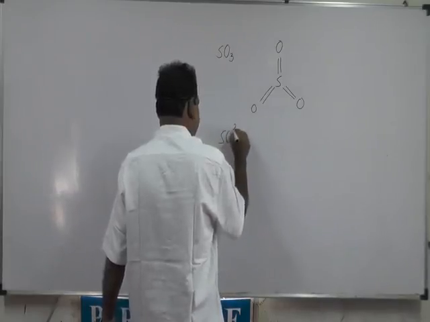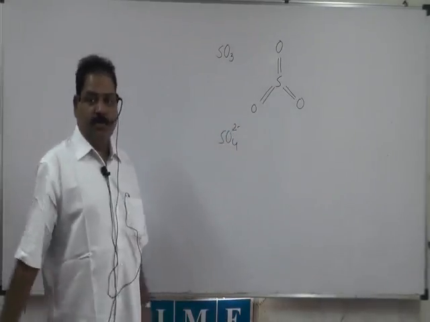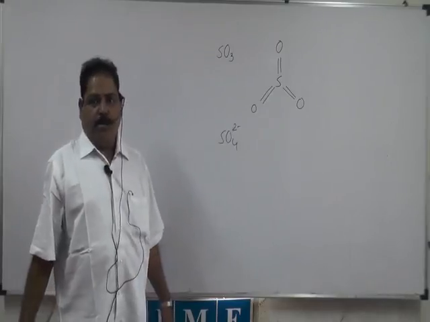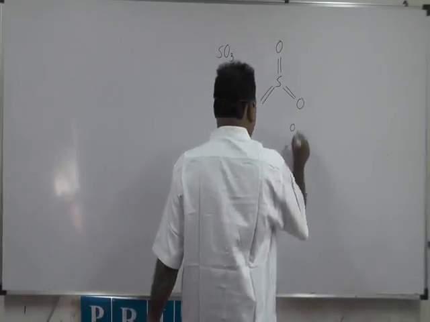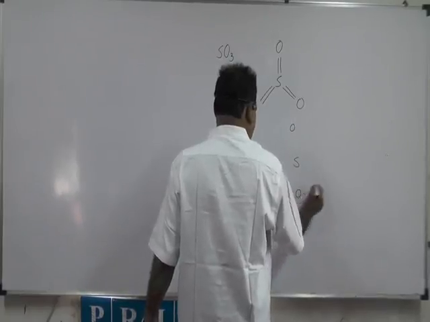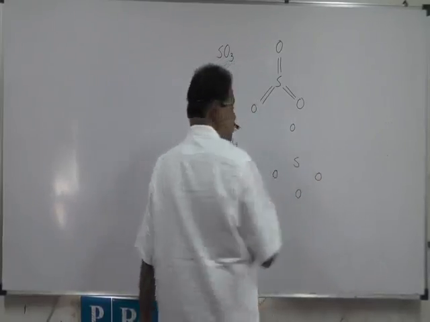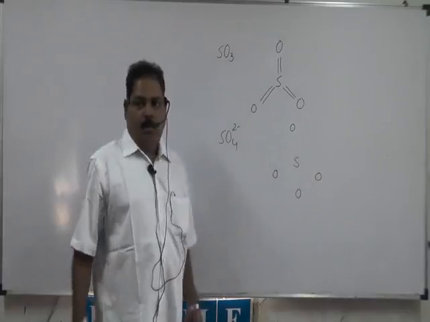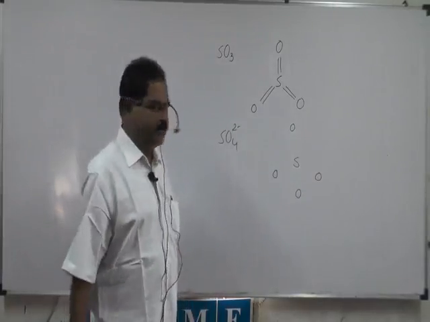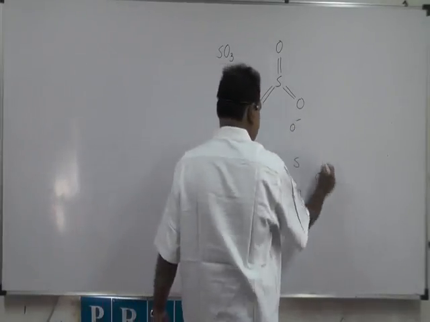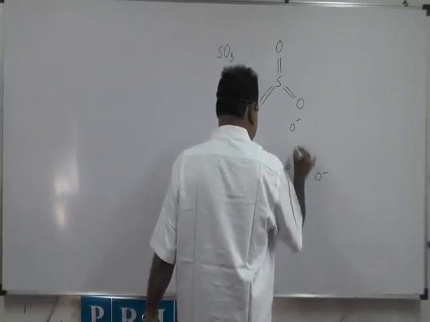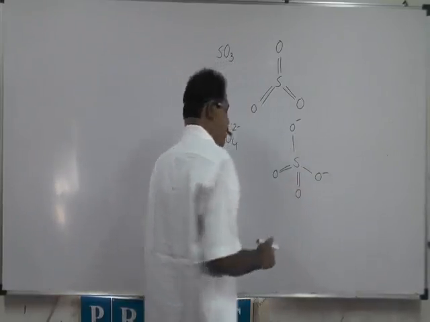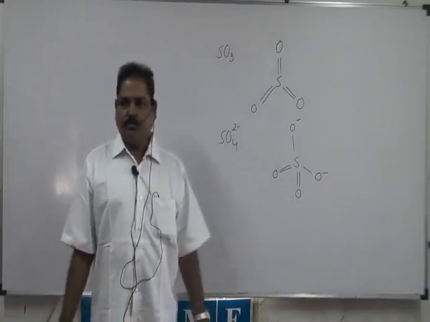SO4 2 minus. Once again, what is the central atom? Sulfur. One sulfur, four oxygens, and two of them are minus. Oxygen forms two bonds. O minus? One bond. Needs one more electron.